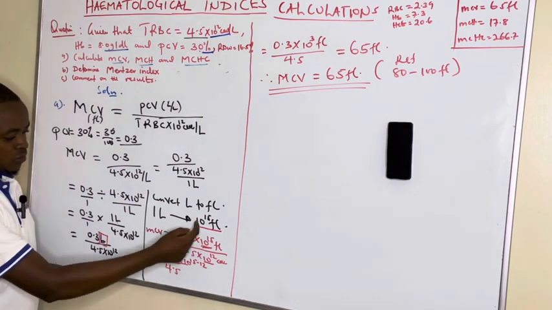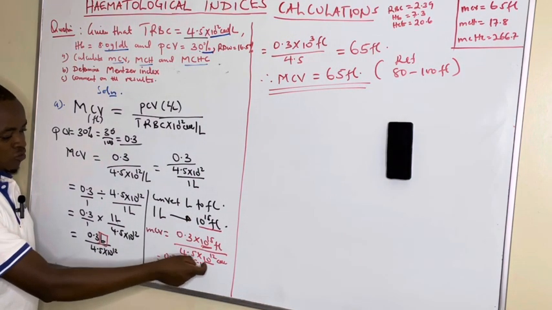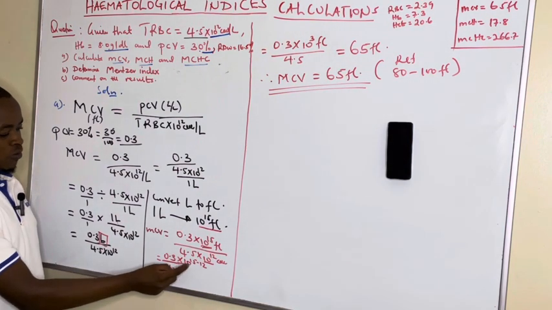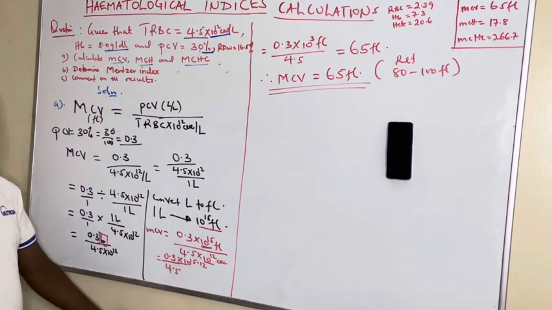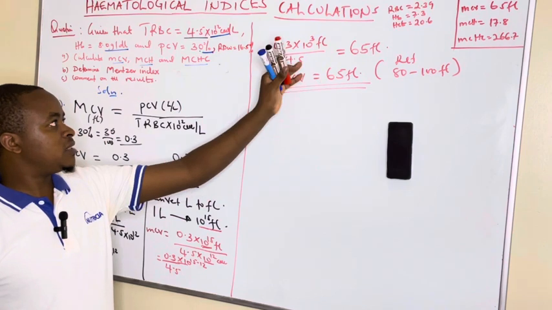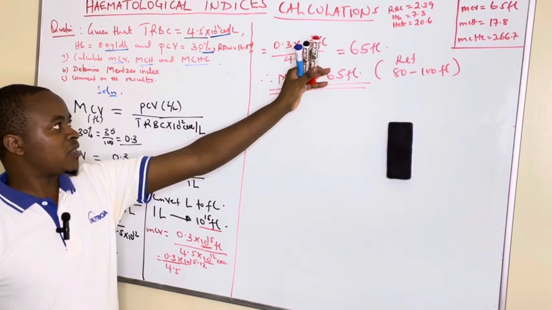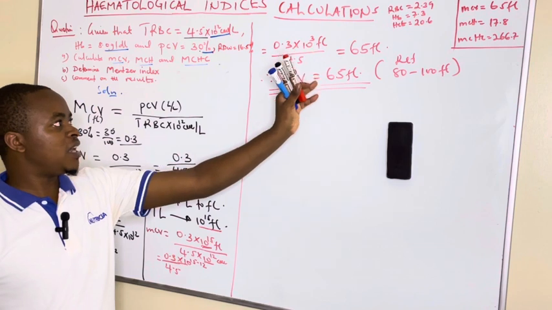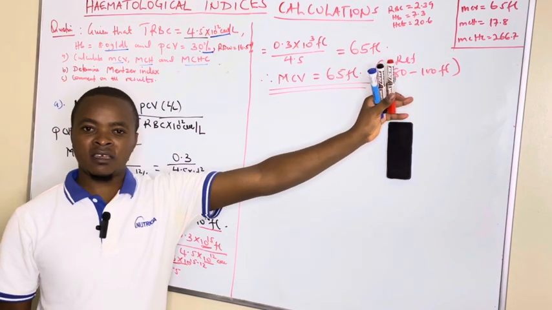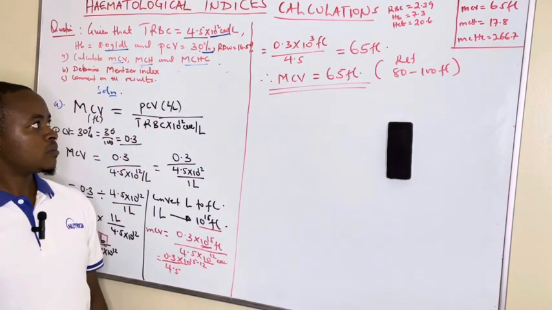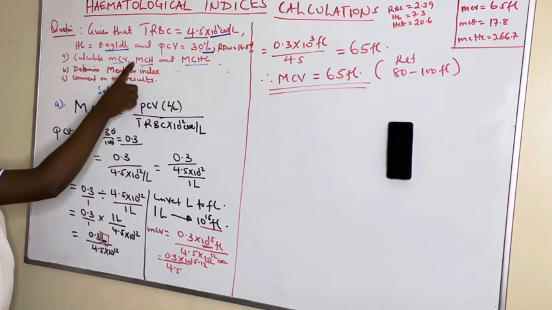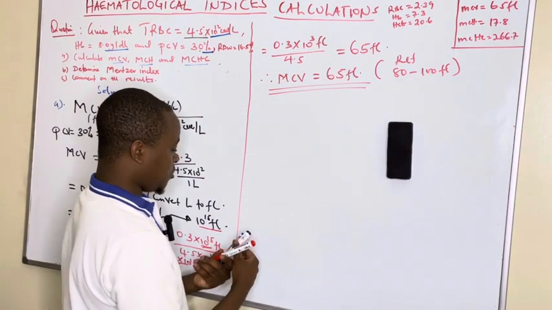And then we use the rule of indices that whenever you are dividing and the bases are the same, you subtract the powers. That's why we have 15 minus 12, and we got 10 power 3, which is 1,000. And when we get this one times 1,000, that is 300 divided by 4.5, and you get 65 femtoliters. That is part 1. Then another one, they also require us to calculate MCH, which we need to know.